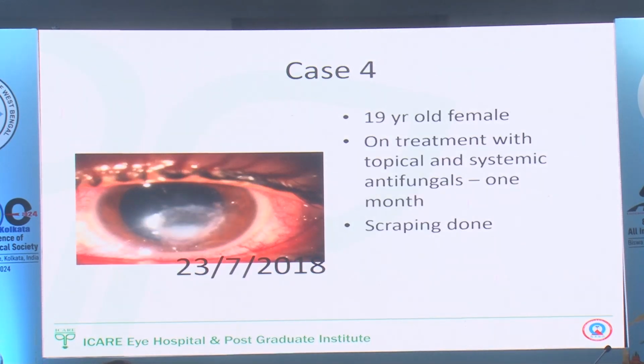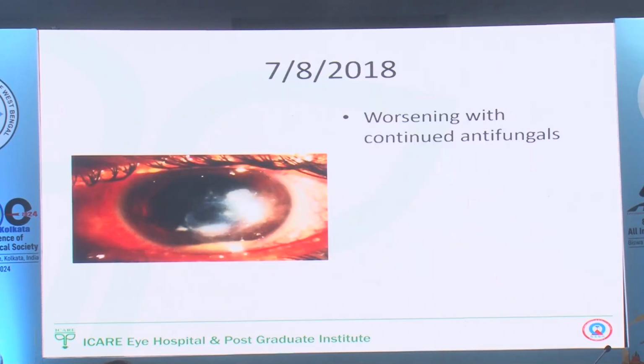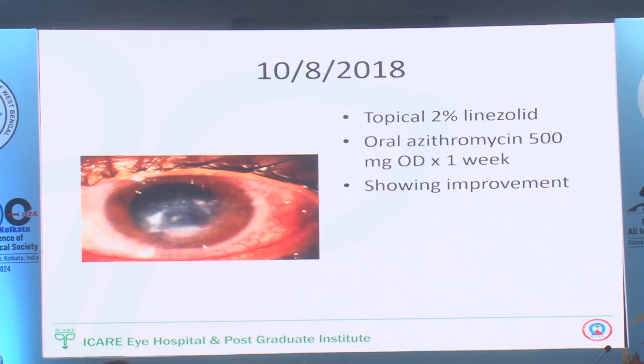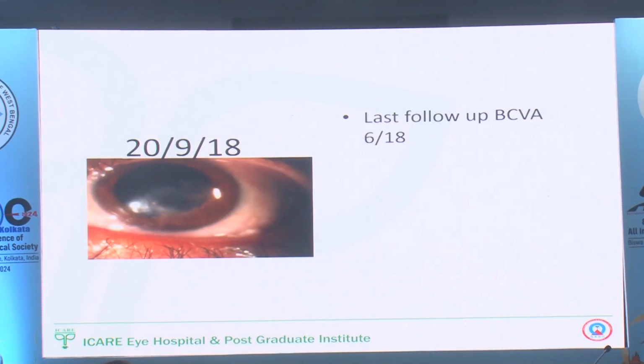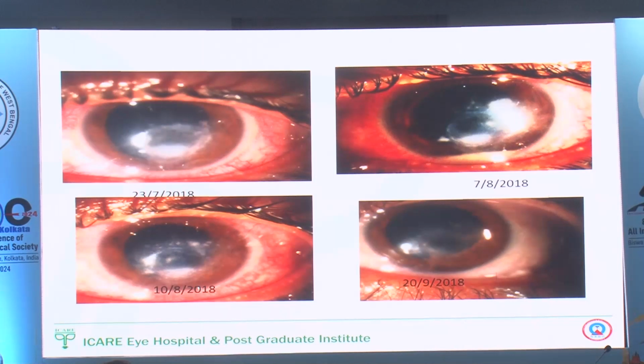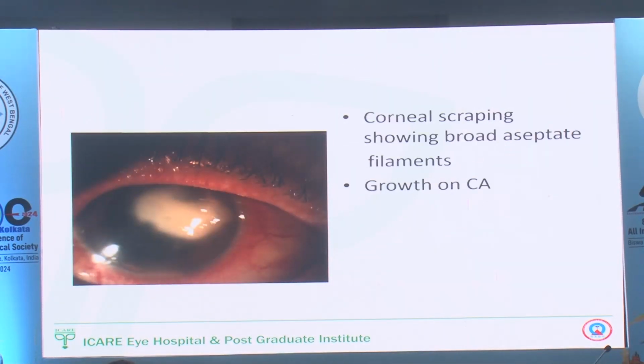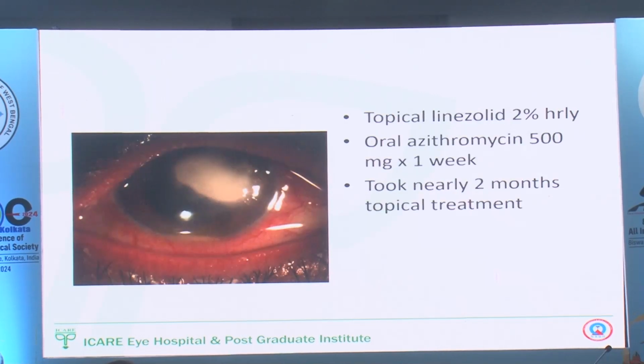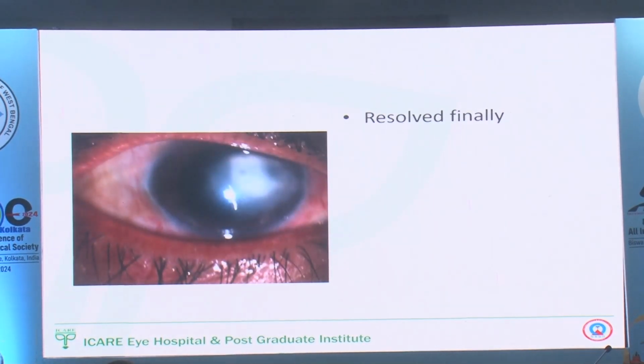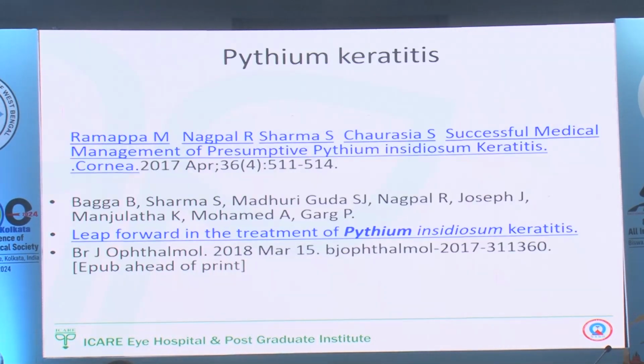This is important. Here you can see a patient who was treated with antifungal but had broad sparsely septate hyphae, worsened with antifungal, and was given topical linezolid with azithromycin. She showed improvement, so it was Pythium keratitis, where you can see these tentacles and guttering, which is very important to note. Also a similar patient who was mistaken for fungal keratitis showed broad aseptate filaments, and it finally resolved. This was another case of Pythium keratitis.